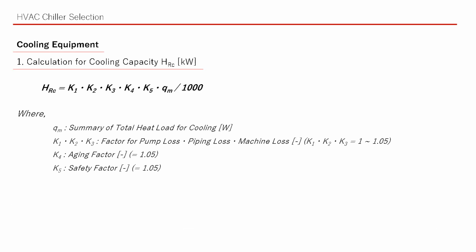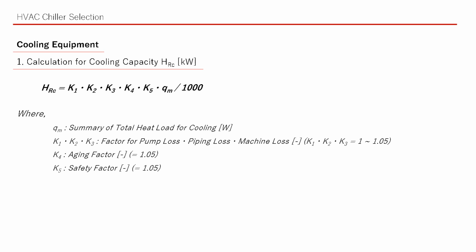From here, we will introduce the calculation formula for selecting a chiller. We will show you the calculation sheet in another movie. First, for cooling purpose. 1. Calculation for cooling capacity HRC. It can be calculated from this formula.